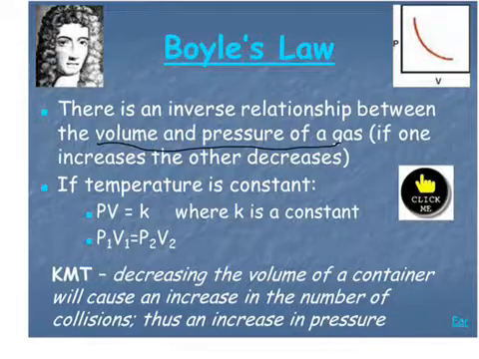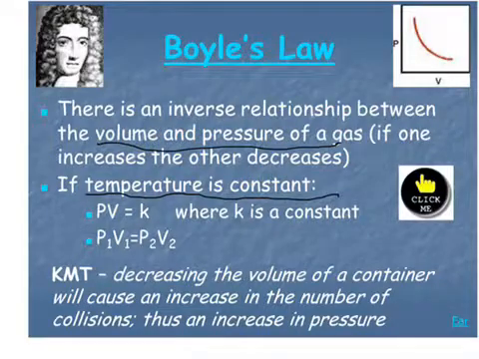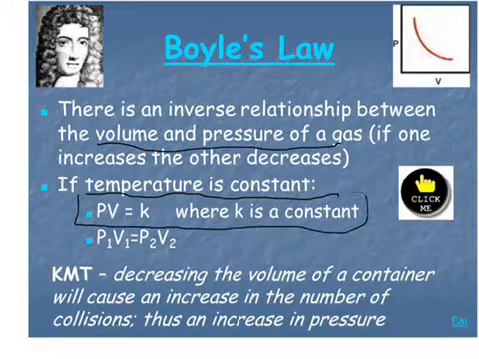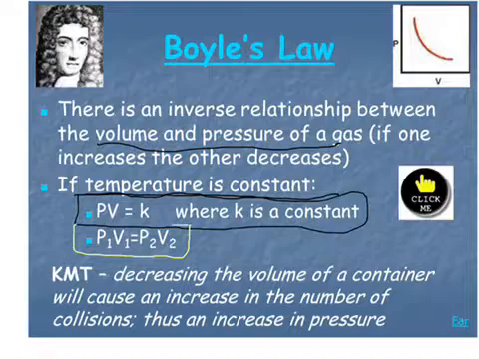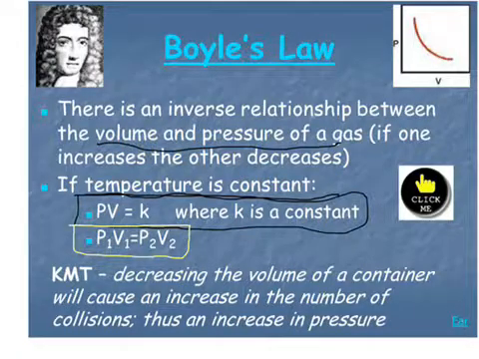We also need to make sure that we have temperature constant. And then when we do that, we have pressure times volume equals K, where K is a constant. And K remains a constant, so you can write another equation where P1 V1 equals P2 V2, because we know that a constant will always remain a constant. So if the constant was, let's say, 2, it's always going to be 2. So if you have one thing equal to 2, then another thing will equal 2. So then the two things are equal to each other.